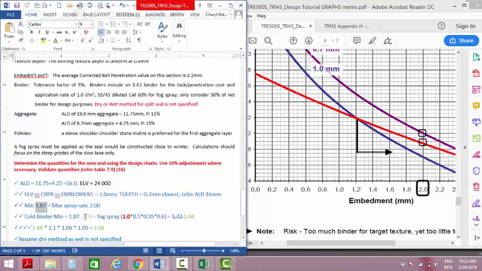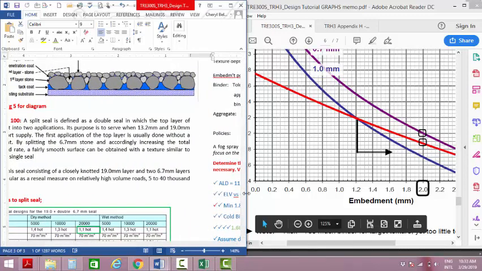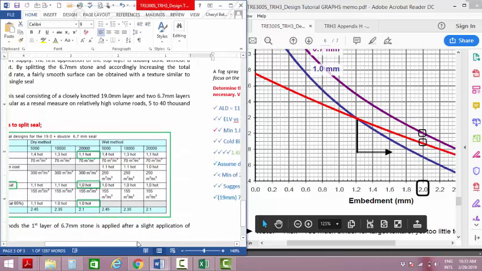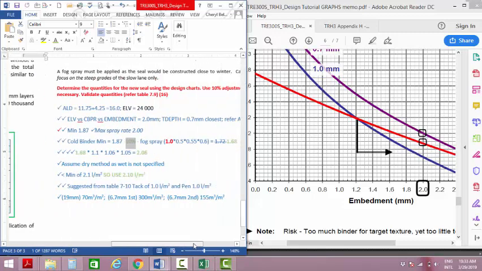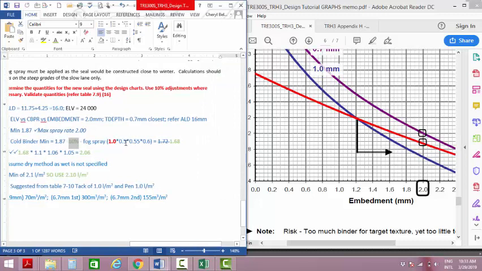So we do that, we take 10%, which is 0.187, and we take off the fog spray. Now why is the application rate for the fog spray 1? Well, we come back to this table, and our special table is only to be used for split seals where the base stone is 19 mil. It says there that the fog spray application rate is 1. So we are given that 50% of the binder must be used and it's watered down, 55% split and 60% concentration of binder. So that works out to 1.68 liters per meter squared.